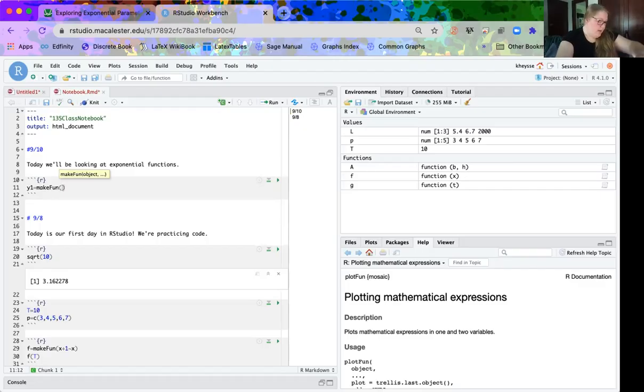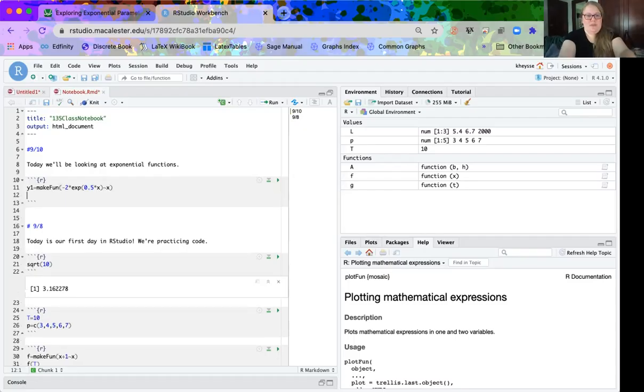And I will go ahead and find my numbers here. -2 exp of 0.5 times x in terms of x, right? So what you'll notice is that's the first one I have in my notes. I keep looking down because my notes are down here. So that's the first function that we have.